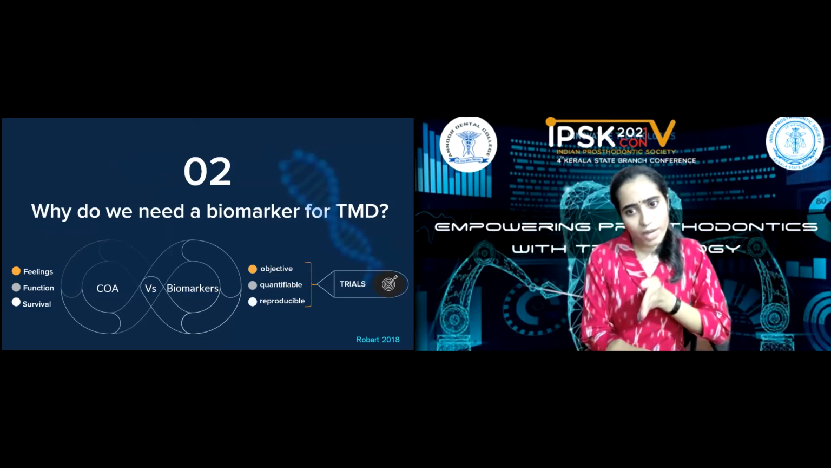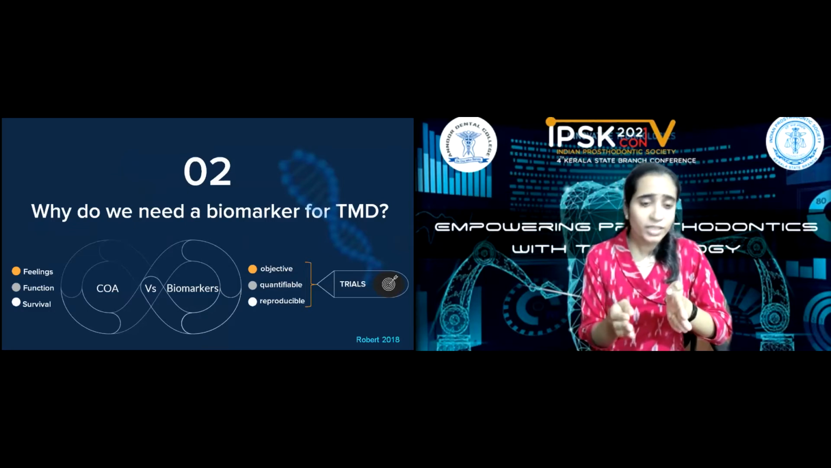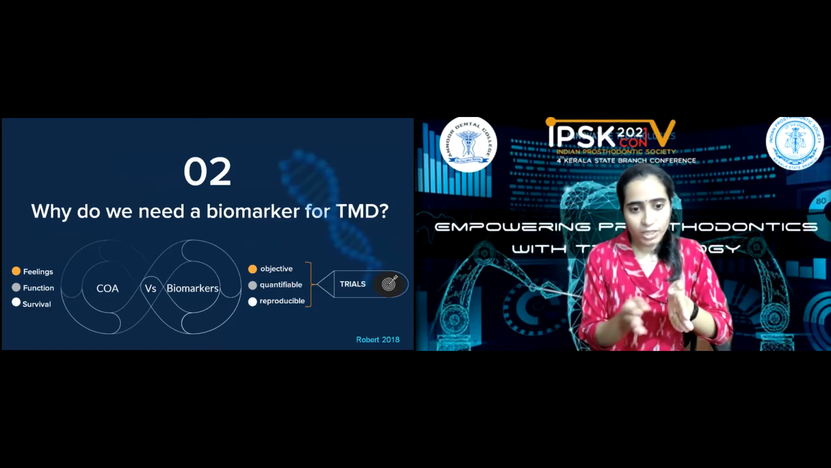Why do we need a biomarker for TMD? That is, you have a concept of clinical outcome assessment versus biomarkers. Clinical outcome assessment is what I told in the first slide. That is, everything in TMD is patient dependent. For example, DC-TMD, the diagnostic criteria for TMD that is used worldwide, decides on treatment, diagnosis and management based on what the patient tells you, based on patient feelings, patient's function, and patient survival.